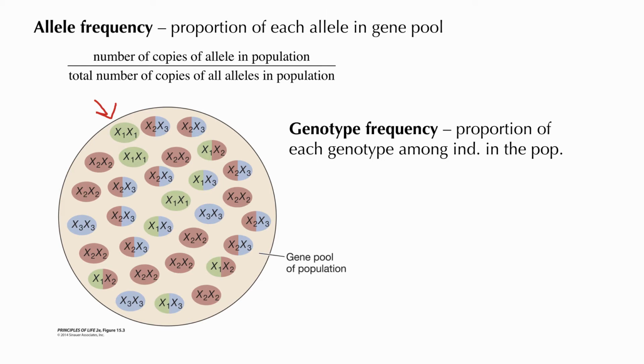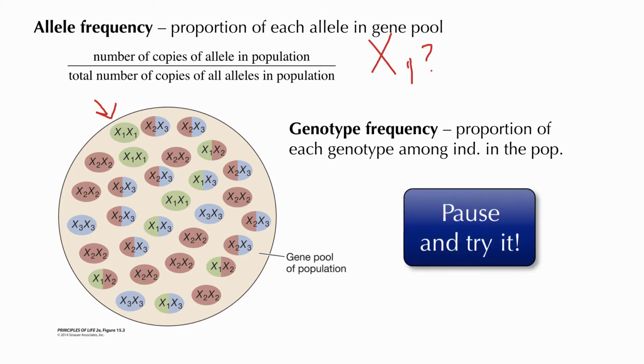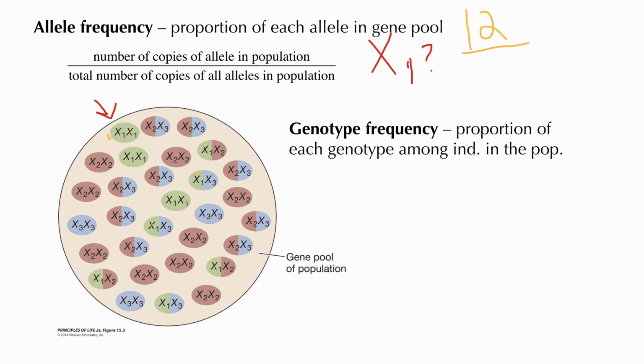So if we wanted to calculate the allele frequency here of, let's say, the frequency of the X1, you take and count how many X1s there are, out of how many total alleles? There are 30 individuals, each with 2 alleles, so that's 60 total alleles. And if you divide that out, you get 0.2.